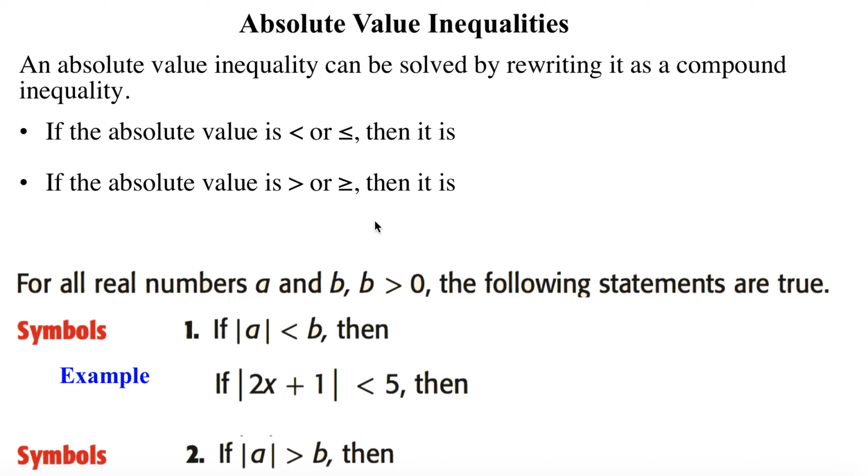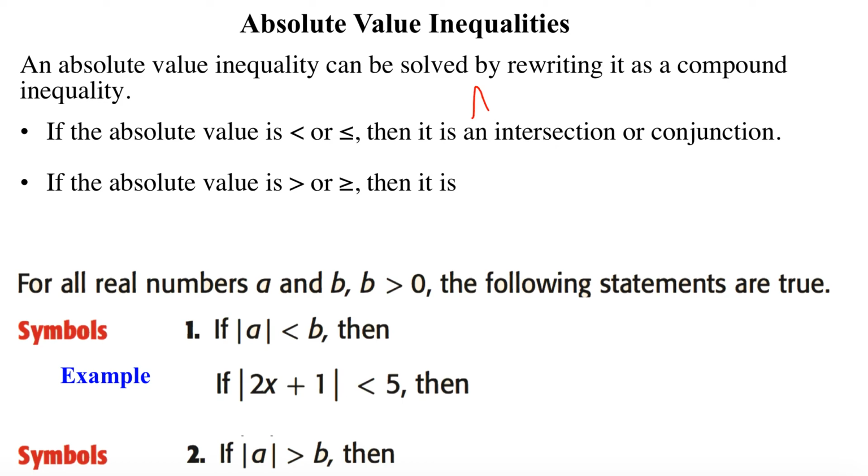So here's where we get a little bit more complicated. Absolute value inequalities can be solved by rewriting it as a compound inequality. If the absolute value is less than or equal to, then it's an AND statement, or conjunction. I would just encourage you to write the word AND, okay? If it is an absolute value where you have a greater than or equal to, then it's a union or a disjunction, and this is the word OR, okay?